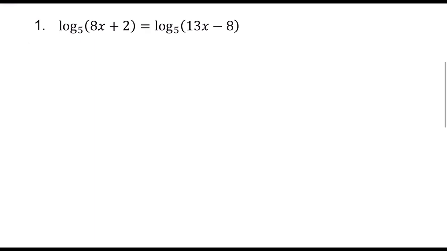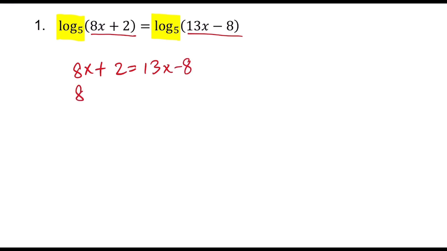Let's take a look at our first example. Notice how we have log base 5 on both sides of the equation, followed by a base. If the bases are equal, then we can set our arguments equal to each other. So that would give me 8x plus 2 equals 13x minus 8.